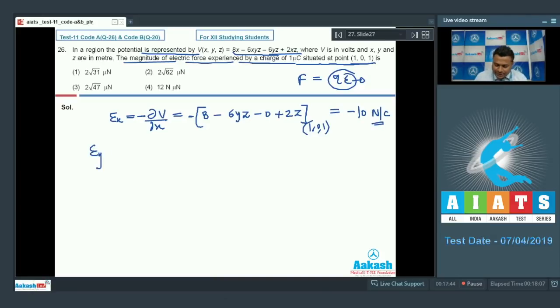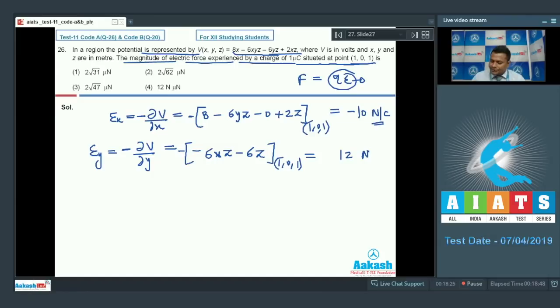Similarly, let's calculate the y component Ey, that is minus del V upon del y. We have to differentiate the potential expression with respect to y keeping x and z constant. So this can be written as 8x, all are constant, so 0, minus 6xz, differentiation of y with respect to y is 1, minus 6z, and this particular value at (1, 0, 1) can be written as 12 Newton per coulomb. When we solve it, we'll get this.